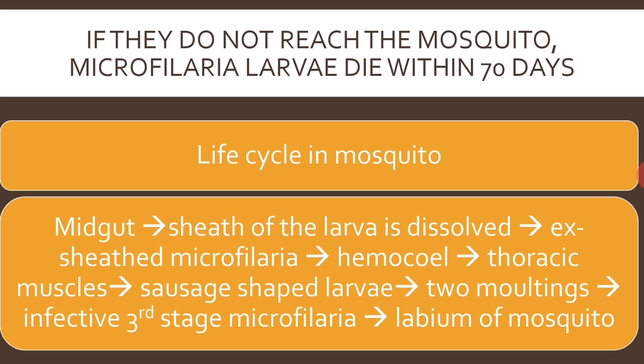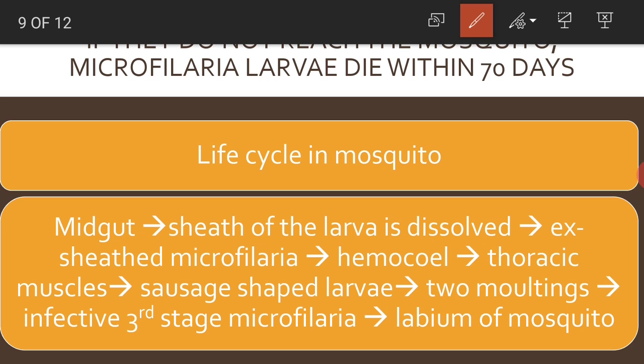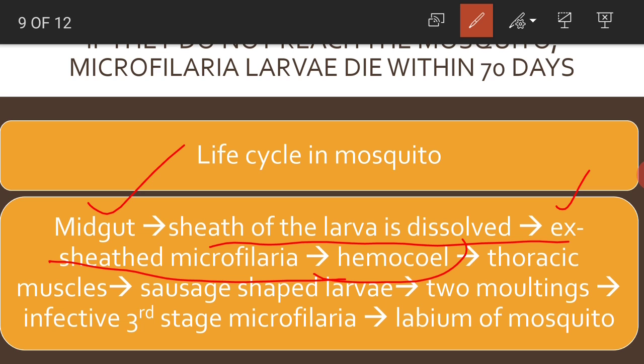Now the Culex mosquito has sucked the blood along with the microfilaria larvae. And now the microfilaria larvae have reached the midgut. Now the sheath of the larva is dissolved. This is called ex-sheathed microfilaria because the external sheath is dissolved. It enters into the hemocoel. From there, the microfilaria larvae enter into the thoracic muscles.